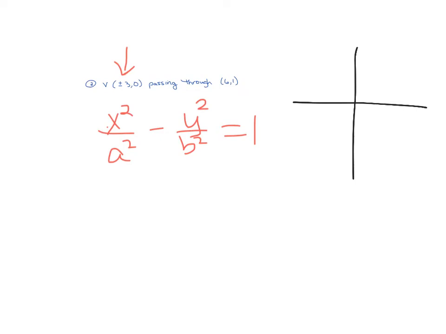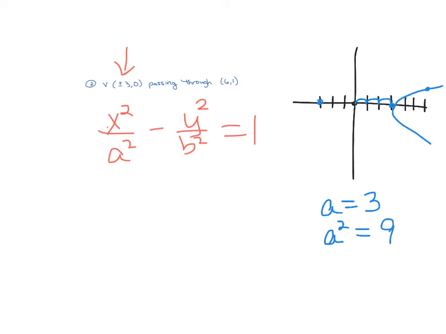So the vertices are at 1, 2, 3, and 1, 2, 3. So at positive 3, negative 3. And then it also goes through the ordered pair 6, 1. So right here I can see that it's going to look like this. So it's touching the x-axis. So that's why I put the x squared first. Now again, my center here is at 0, 0. So I can already calculate my a value. I can see that it's 1, 2, 3 spaces away. So a equals 3. A squared equals 9.